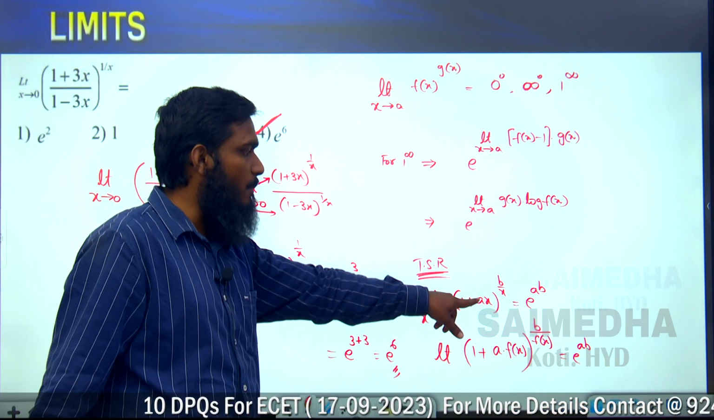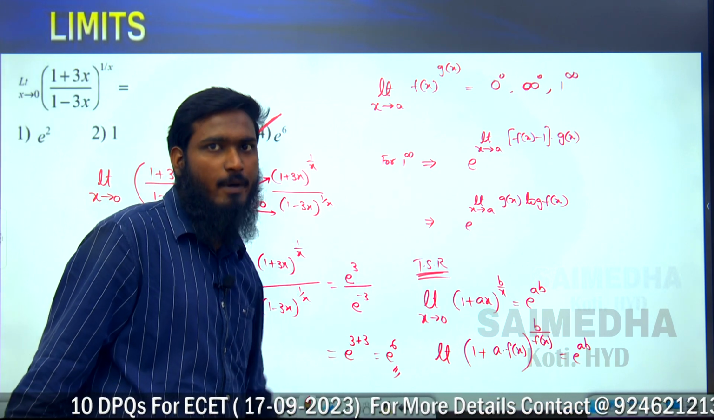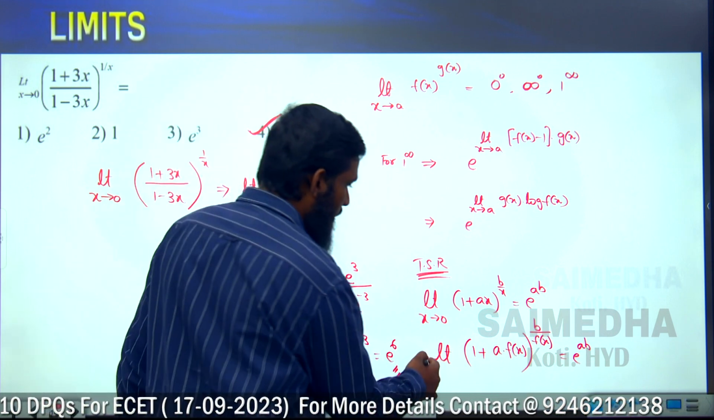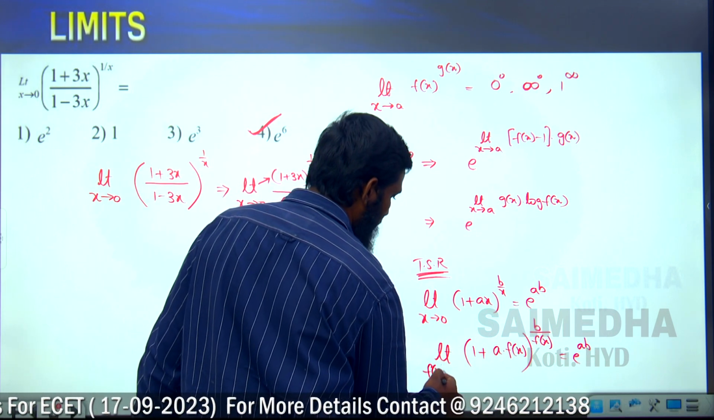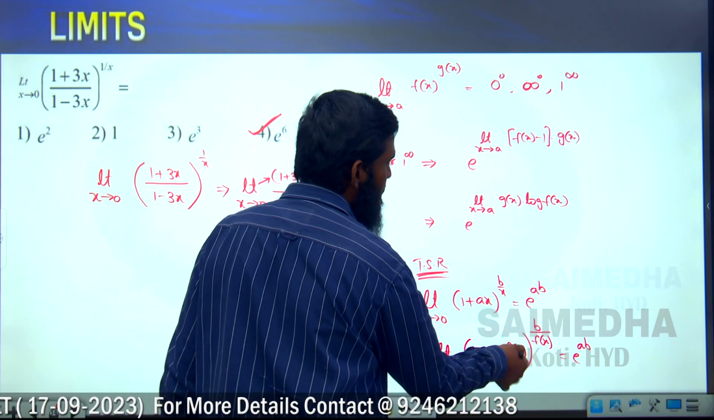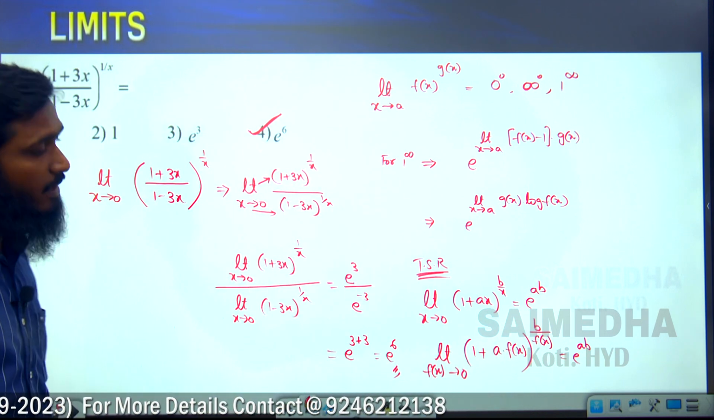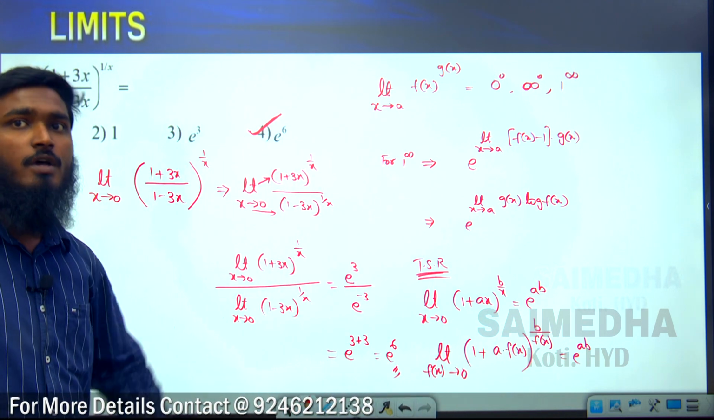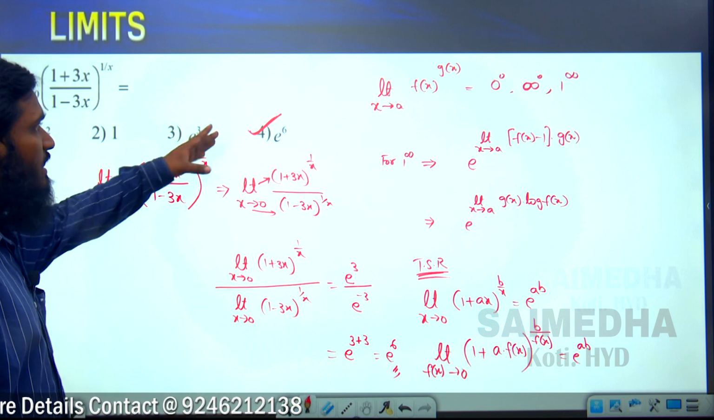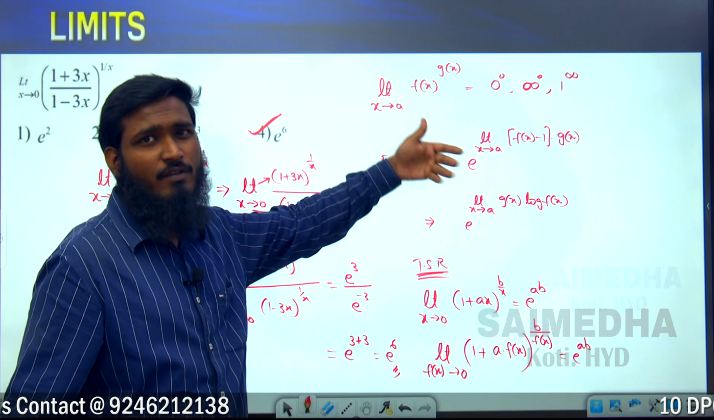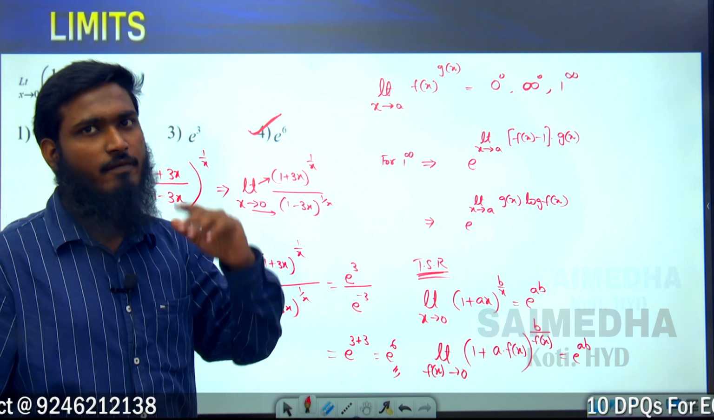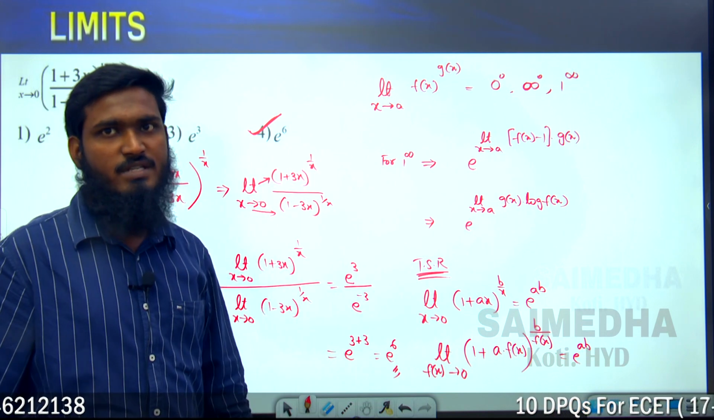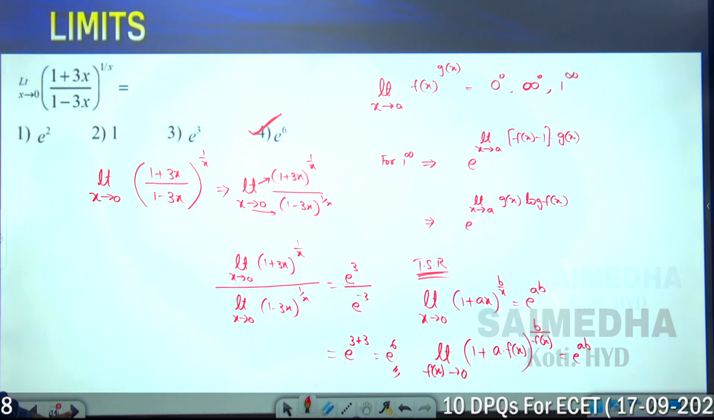Limit x tends to 0, (1 plus ax) whole power b by x is equal to e power ab. Limit f of x tends to 0, (1 plus a into f of x) whole power b by f of x is also equal to e power ab. By using that formula we can write the answer directly. Otherwise, if you are using the other method, it will become somewhat lengthy and the time will be wasted. Directly we can remember the standard limit. Okay, now let us go for the next question.